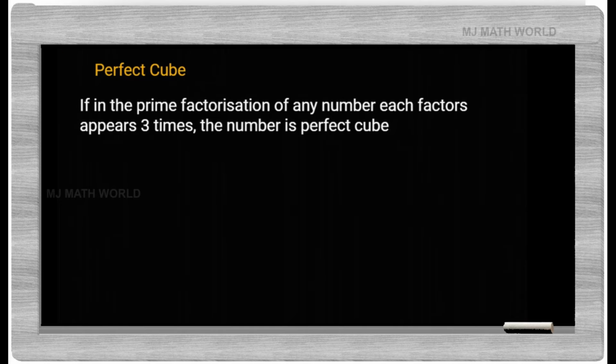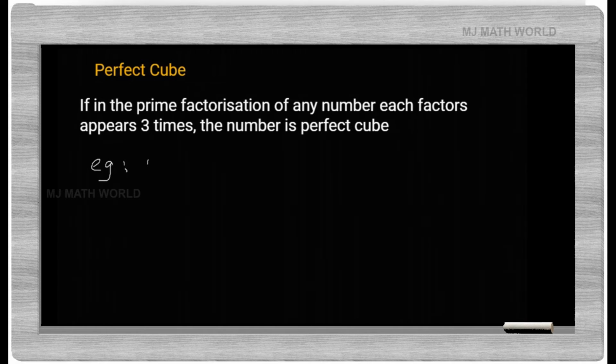The next topic is perfect cube. How can we find whether a number is a perfect cube or not? We need to use the prime factorization method. If in the prime factorization of any number, each factor appears 3 times, the number is a perfect cube.